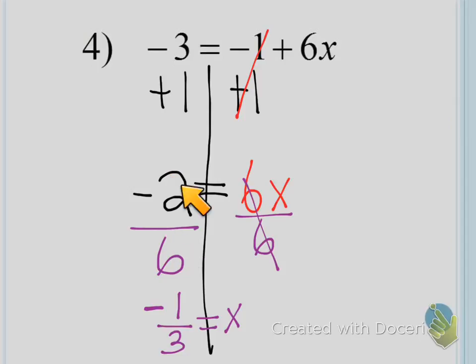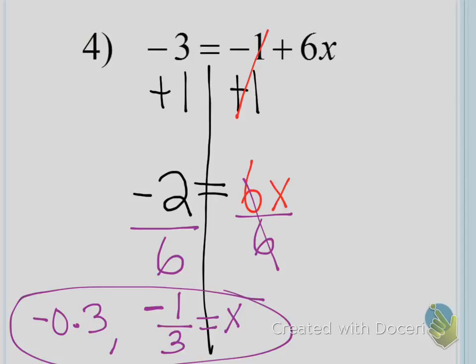If you type this into your calculator, can someone tell me what they get? 0.3. Yeah, you get -0.3. That's a fine answer as well. Either one of those is appropriate for this problem. What are your questions?